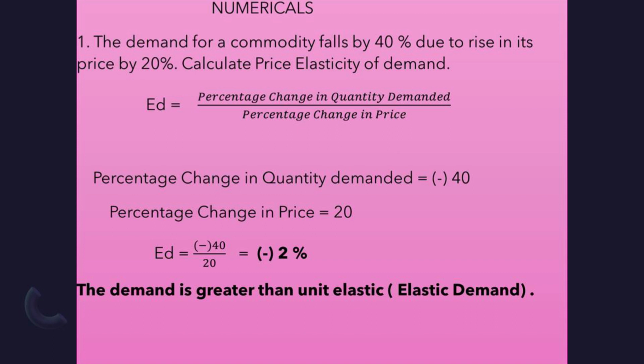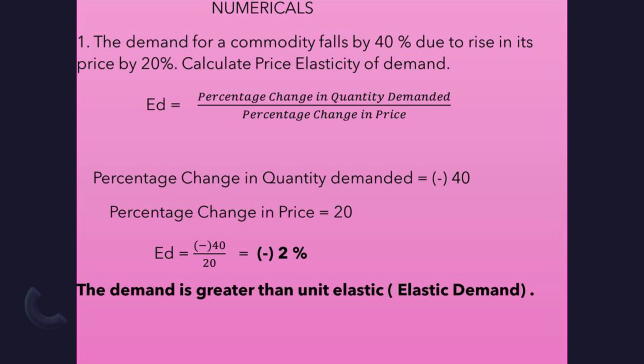So we are going to write it down as it is. The percentage change in quantity demanded is 40%. Now, why have we written a negative sign over here? The reason being the demand for the commodity has fallen, but there is a rise in price. So there is a negative, or a fall, in the quantity demanded. That's why we are going to denote it as minus 40. And percentage change in price will be denoted as positive 20. So ED will be minus 40 divided by 20, which gives you minus 2.